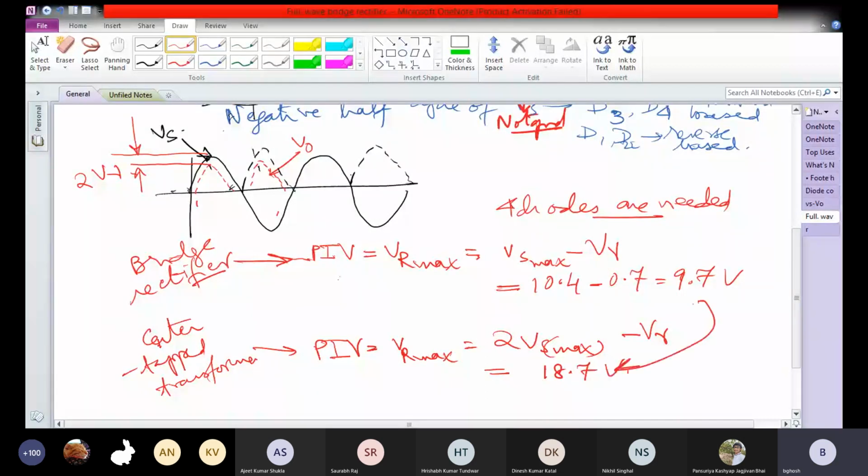Now you compare these two numbers. So you see that the PIV of the diodes for the center tap transformer circuit is almost double than the PIV for the diodes in the case of the bridge rectifier. Therefore, the diodes used for the center tap transformer have to tolerate a much larger reverse bias without breakdown, almost double the voltage, compared to the diodes used for the full wave bridge rectifier.